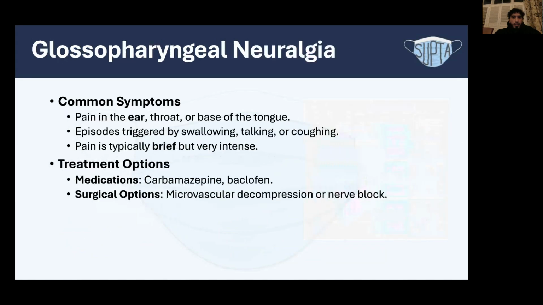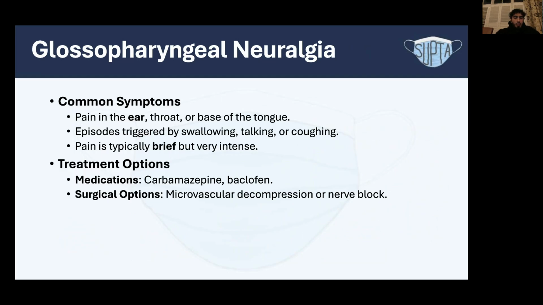And then finally, we're talking about glossopharyngeal neuralgia. This again results from compression of the glossopharyngeal nerve. The glossopharyngeal nerve is responsible for sensation in the throat, tonsils, and the ear as well. So the condition again is usually caused by compression of the nerve. Sometimes blood vessels compressing it, tumors, infections, and any other condition.